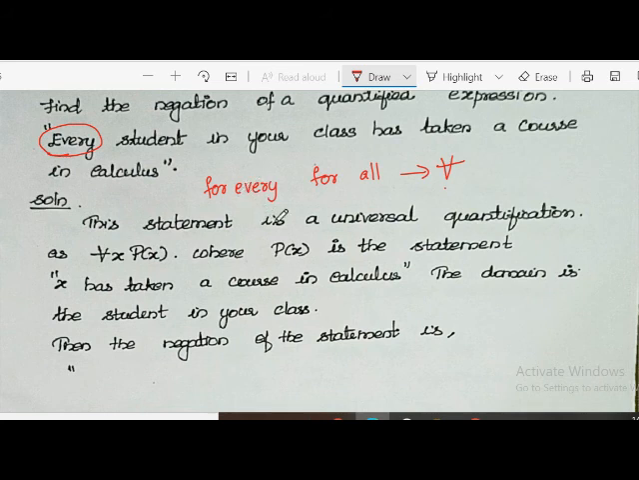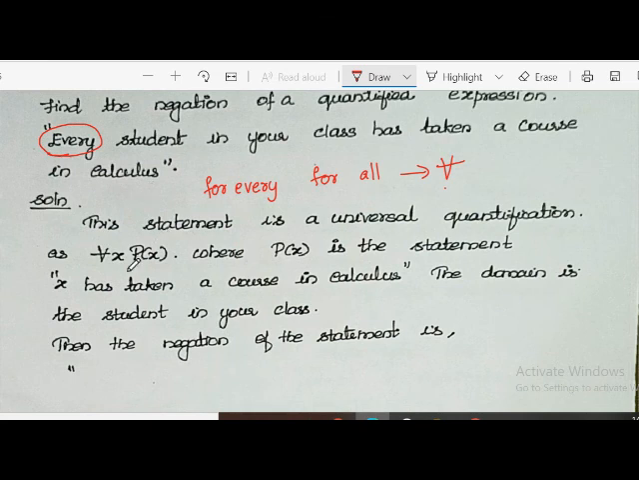So this statement is a universal quantification, so let us take the statement to be P of x. Let us first define the predicates. Before defining the predicate, we have to mention the variables. So what domain do we have to take? How many variables can we assume? That is the thing you first have to think about.